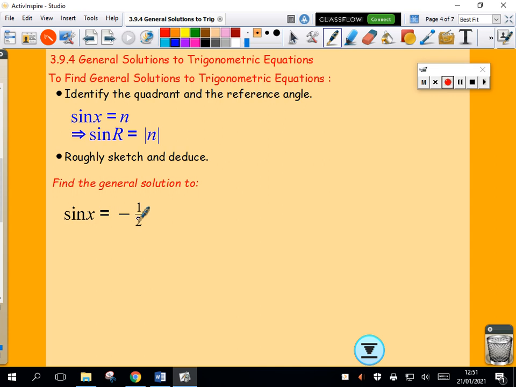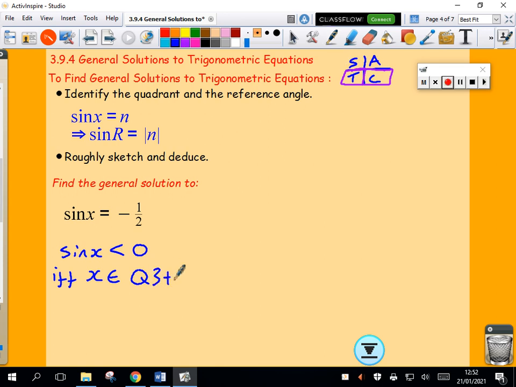So sine x is negative. I'm going to say that sine of x is negative if and only if x is in which quadrant? Remember my memory tool here: cosine positive in quadrant 4, all positive in quadrant 1, sine in 2, tan in 3. Sine is positive in quadrants 1 and 2, so sine is negative in quadrants 3 and 4. So that's the first thing. We've identified the quadrant. We're in quadrant 3 or quadrant 4.